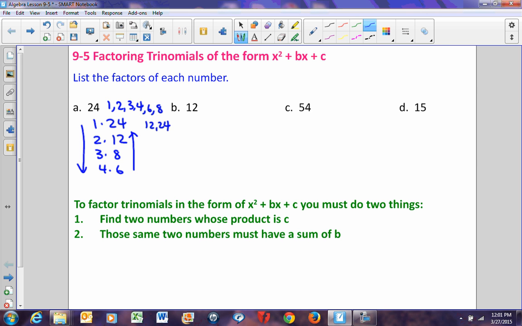All the factors of 12: 1 times 12, 2 times 6, 3 times 4. I know I'm done because 3 and 4 are close to each other, so all the factors are 1, 2, 3, 4, 6, and 12.